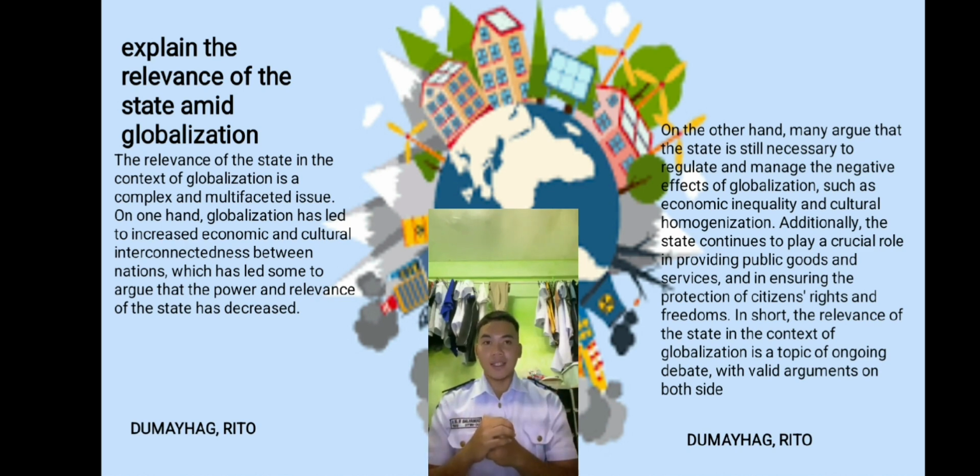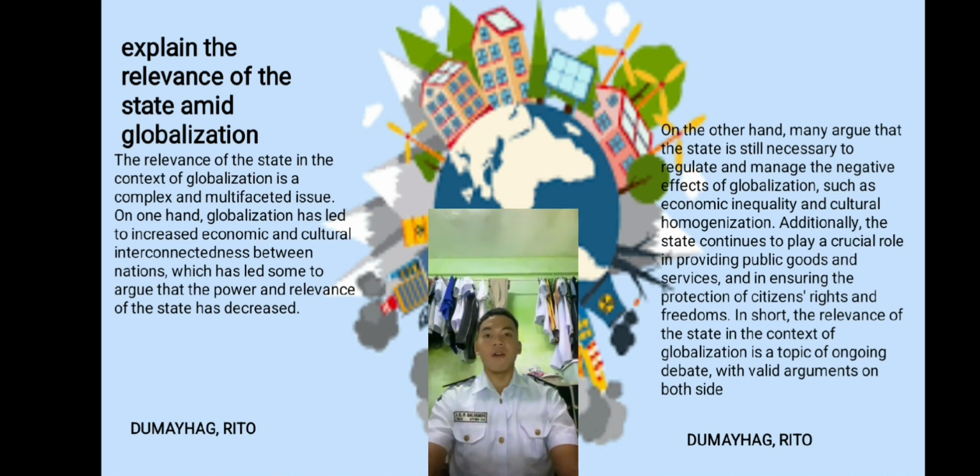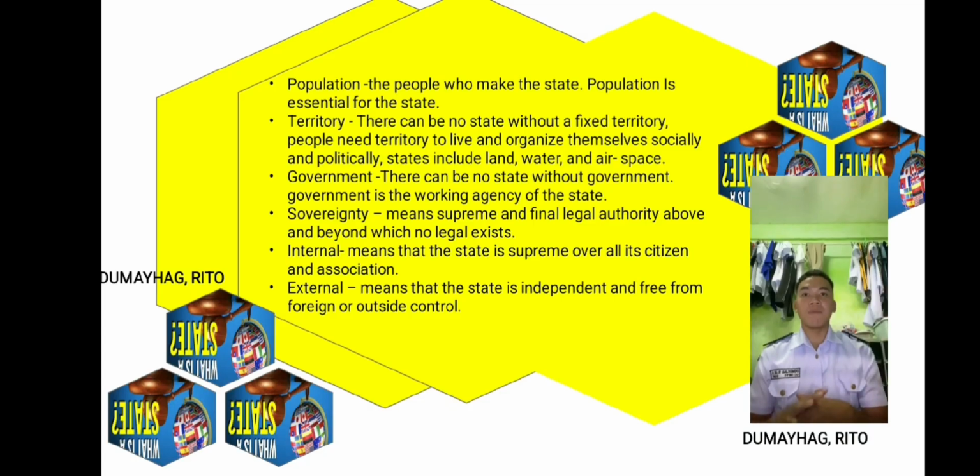Next, the state has four elements. Let's talk about the four elements of the state. First is the population. Population is the people who make the state, and this is essential for the state. There is no state if there is no population, because we, the people, are the ones who make the state. So that's the first element.